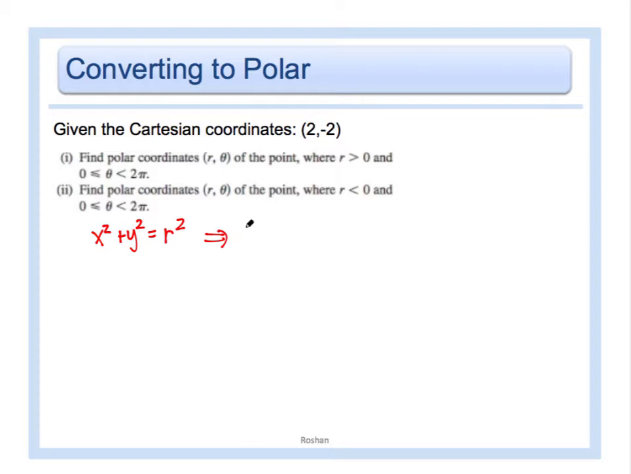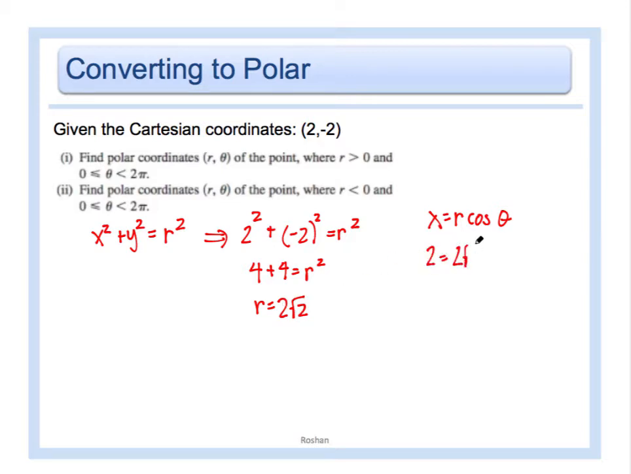I know my x is 2, so 2 squared plus negative 2 squared equals r squared. 4 plus 4 equals r squared. So the r is root 8, which is 2 root 2. Then I know that my x is r cosine theta. I know my x is 2. Now I know my r is 2 root 2, so I can solve for theta.